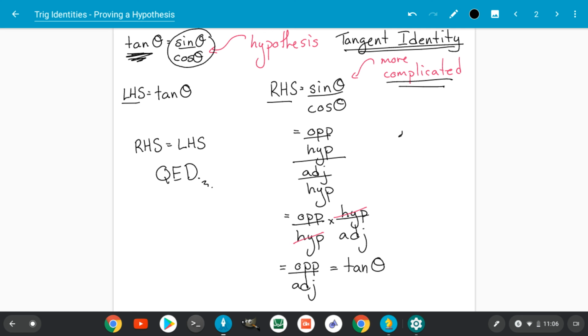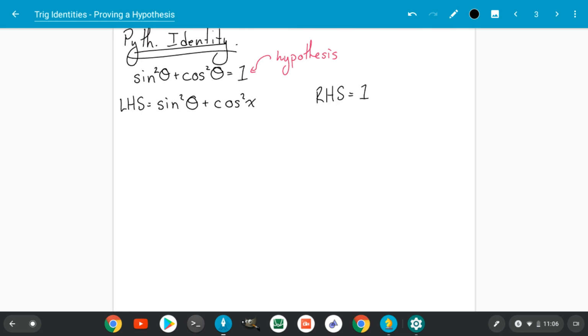Okay, so this now becomes a fact, because we've proven it, that we can use in proofs in the future. So sometimes you're going to see a tangent in a proof, and the other side will have only sines and cosines in it. And so to make your life easier, you might as well just switch tangent into sine theta over cos theta. It'll help you prove that the identity is true.